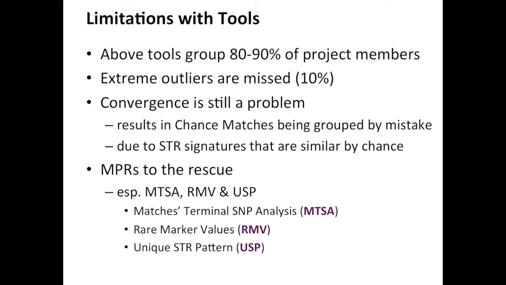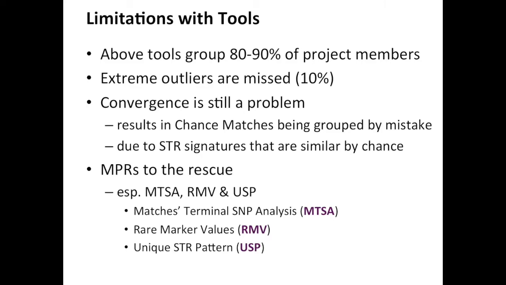But the limitation of the tool is that it groups about 80%, 90% of the people correctly, but the extreme outliers are missed, and convergence is still a problem because we're getting those traces put in and they shouldn't be there. This convergence results in chance matches being grouped by mistake due to STR signatures that are similar by chance. This is where the markers of potential relatedness come to the rescue, and specifically three of them: matches, terminal SNP analysis, rare marker values, and the unique STR pattern. Those are the ones I want to focus on for the rest of the talk.